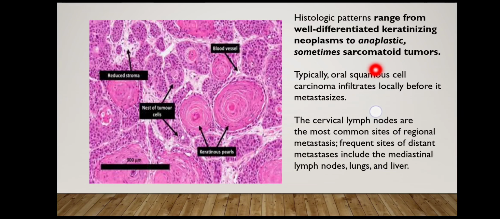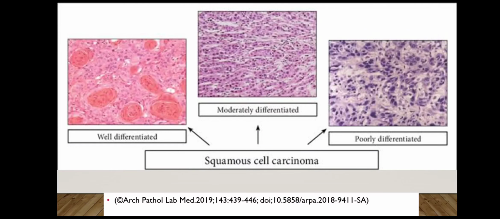Sometimes you can also find sarcomatoid change, that is spindling of the cells, which has a very bad prognosis. Typically, oral squamous cell carcinoma infiltrates locally before it metastasizes. The metastasis is mostly to the cervical group of lymph nodes, and sometimes distant metastasis can occur to the mediastinal lymph nodes, lungs, and liver.